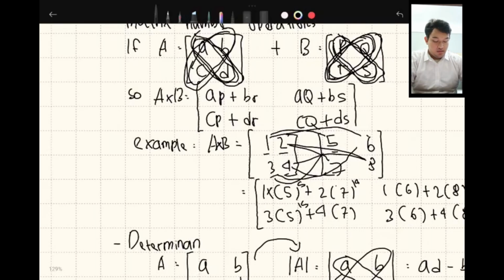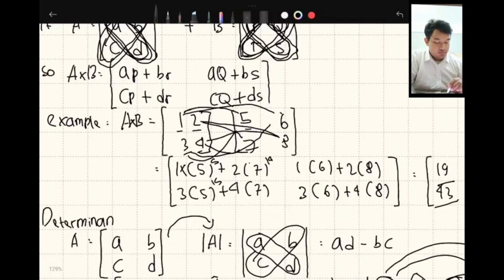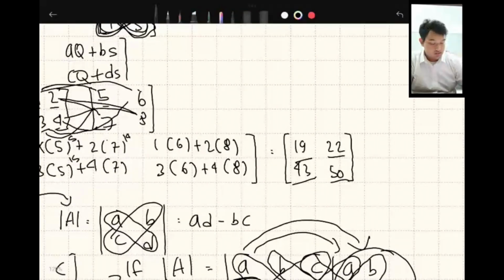Example: A multiply B equals 1 multiply 5, 1 multiply 6, 3 multiply 5, 3 multiply 6, 2 multiply 6, 4 multiply 7, 2 multiply 7, 4 multiply 8. So the result is 19, 22, 43, 50.